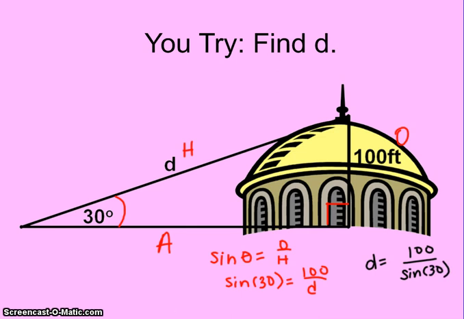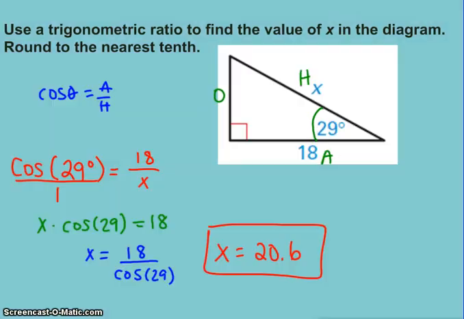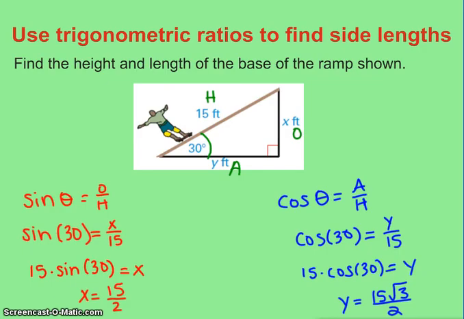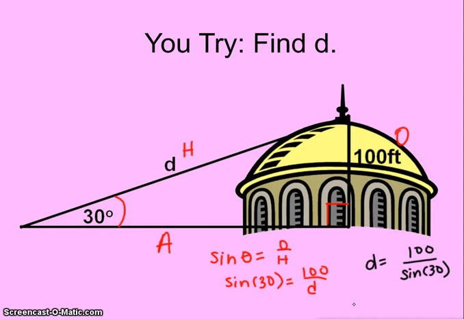This is similar to the problem we did earlier, when we had to cross multiply, and it ended up being that x and cosine of 29 switched places. That's going to happen in this problem as well. So I type that in my calculator, and I get that d equals 200 feet.